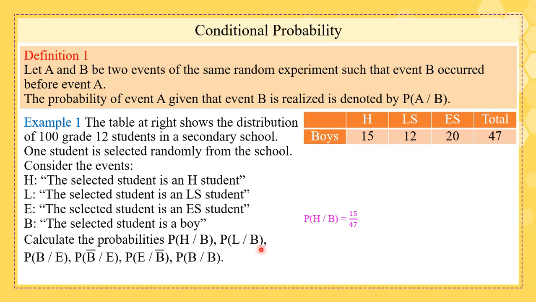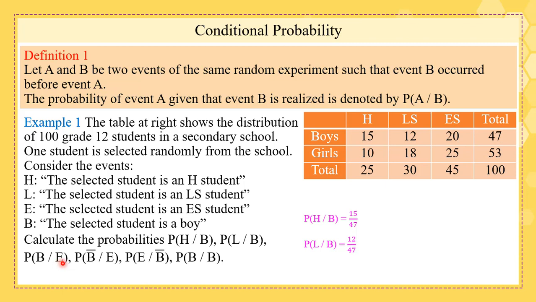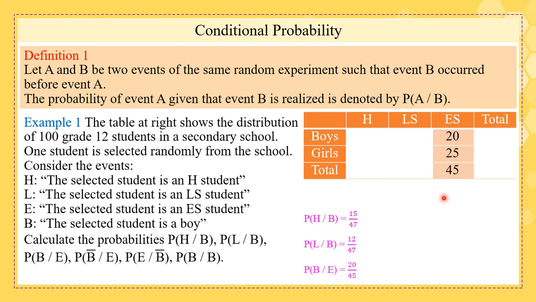Now let's see the second example. Similarly, here we are still in the boys section and we need to calculate the probability of LS. It will be in fact 12 over 47. Now in this case we need the probability of a boy given that he is in the ES section, so the universe would be the ES. So we hide everything but the ES section. We come to the ES section, and from this section we calculate the probability of selecting a boy. The probability in this case would be 20 over 45.